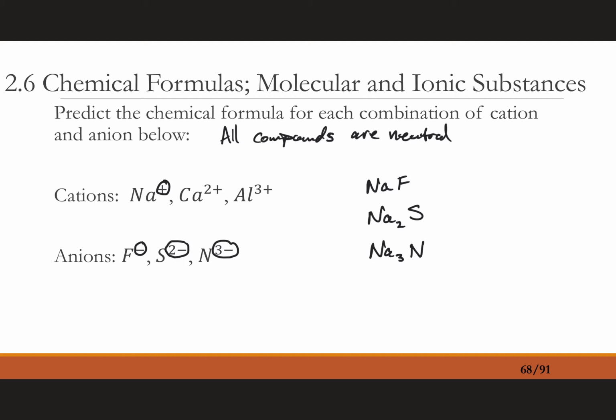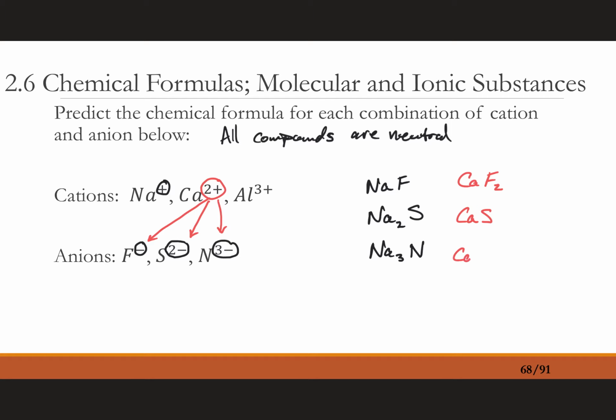Now, if we're using calcium, and we're looking at the fluoride there, you have a 2 plus and a 1 minus. So you're actually going to need 2 fluorides here. So it's CaF2. Calcium and sulfur, you have a 2 plus and a 2 minus, so they balance right there. CaS, calcium sulfide.